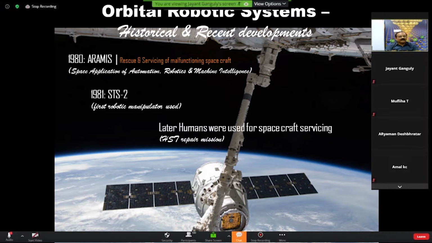The first of that was done in 1980, and it was called ARAMIS. This robotic orbital system was used for rescue and servicing of malfunctioning spacecraft. It was a space application of automation, robotics and machine intelligence. That was the first time all these things were put together in an arm and used for a specific purpose. Then the first robotic manipulator, we will come back to the manipulator, was used in 1981 in STS-2, and later many of these manipulators were used for aiding astronauts in spacecraft like the International Space Station or Mir, and for servicing spacecraft like the Hubble Space Telescope repair mission and so on.